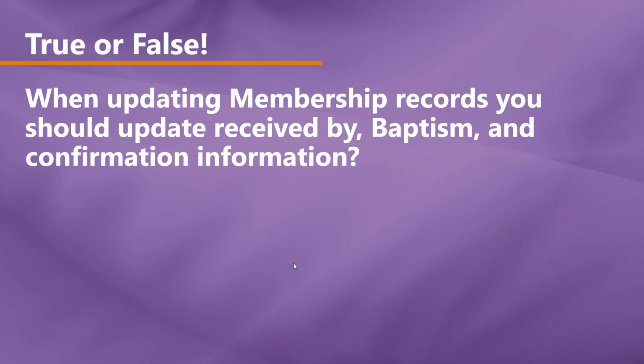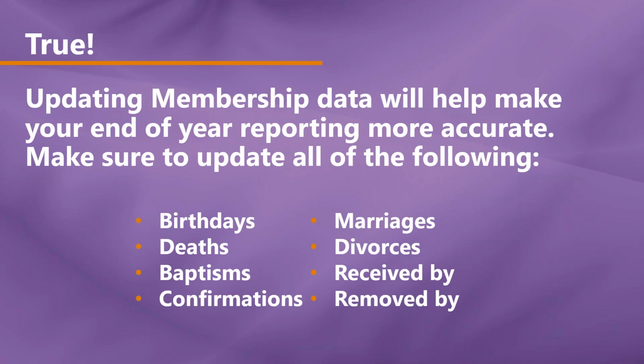All right, so true or false, when updating membership records, you should update received by, baptism, and confirmation information. We had a pretty heavy bias towards true here, so let's see if people are right. True. Updating membership data will help make your end of year reporting more accurate. Make sure to update all the following: birthdays, deaths, baptisms, confirmations, marriages, divorces, received by, removed by. All this information helps play into your year-end reporting. So it's really important that before you start getting into your reports, you take the time to look at all this information and make sure it's up to date in your system.